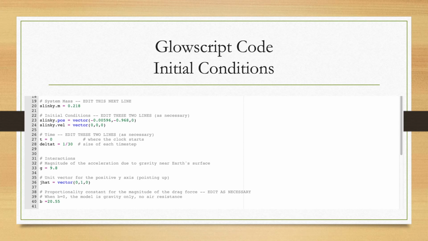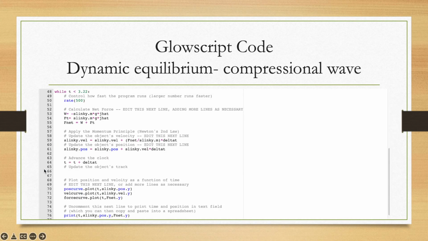For our initial conditions, we talked about the slinky mass and the force of gravity. Also, the j hat vector is just the movement in the y direction, and the b we found using trial and error to be 20.55, which is our coefficient of drag.